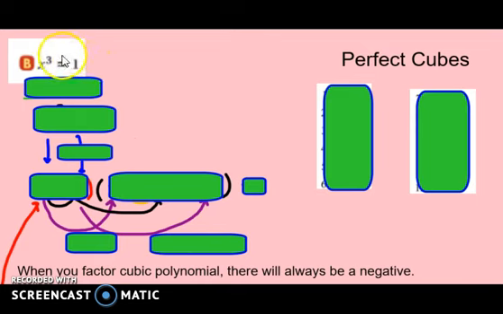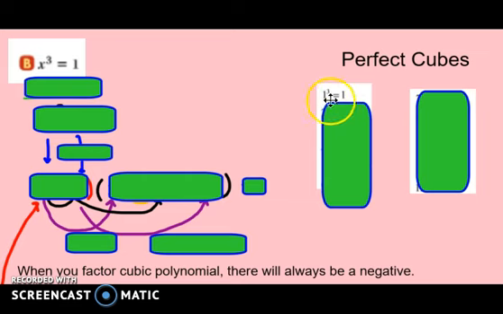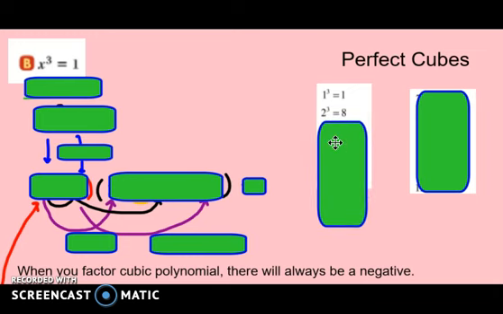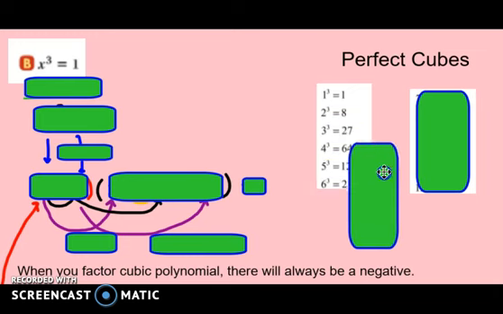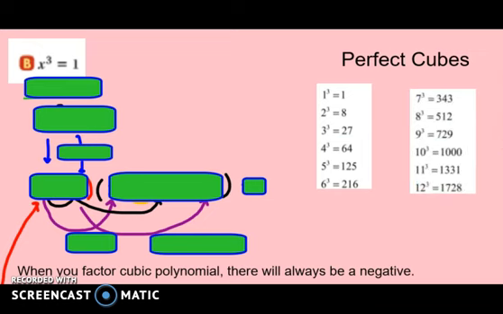In problem B, we are going to factor a perfect cube. I have x cubed equals 1. So here is a list of some of the perfect cubes. If I go 1 cubed, that equals 1. 2 cubed, 2 times 2 times 2 is 8. 3 cubed, 3 times 3 times 3 is 27. And here's a list of some more perfect cubes. So when you do these problems, if you recognize the perfect cubes, it's so much easier.